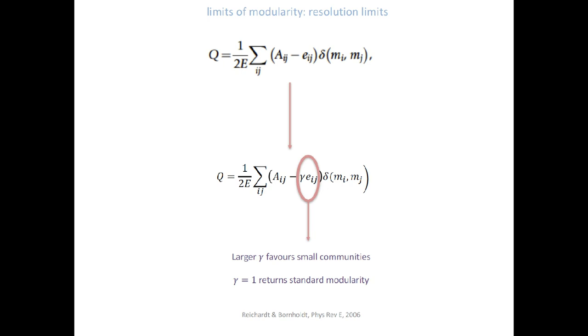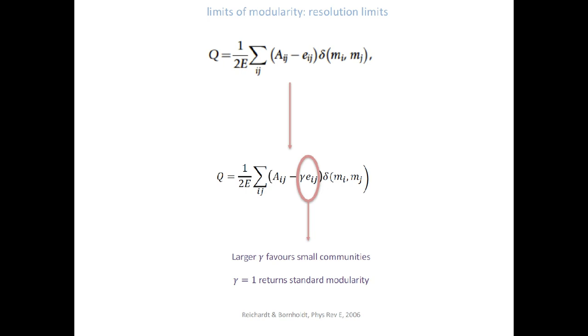Now, it's been shown that even this approach can have certain biases, but this is one way that you could look at multi-scale organization. The issue is how you set gamma can be a little bit arbitrary, so you need to think about that. Are there any questions about that?